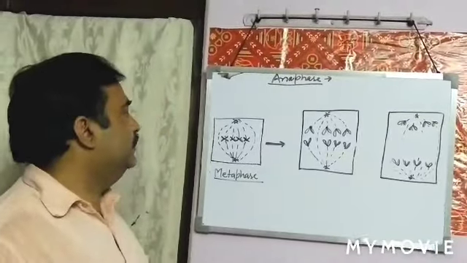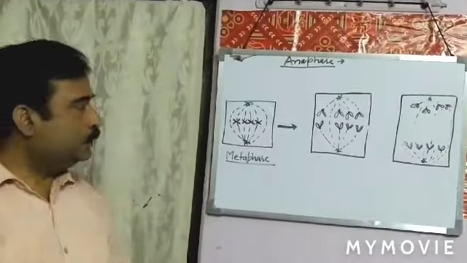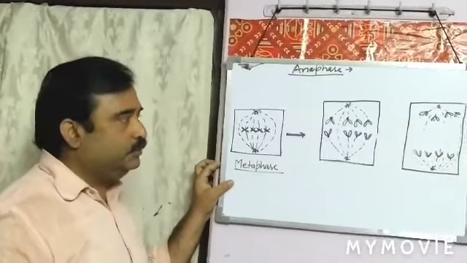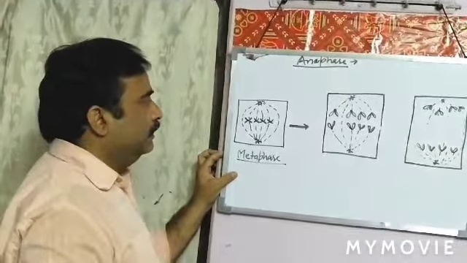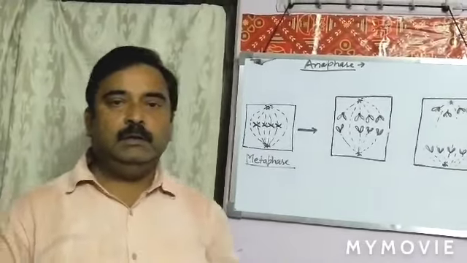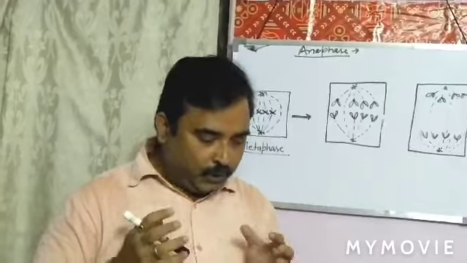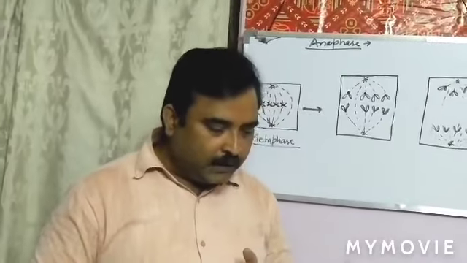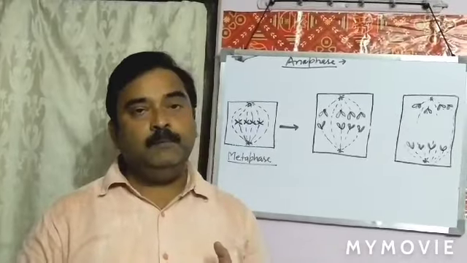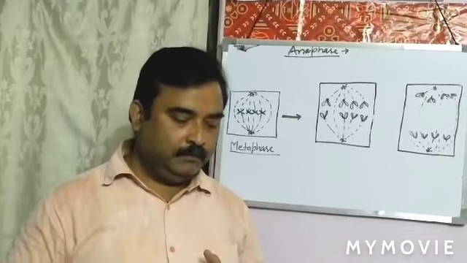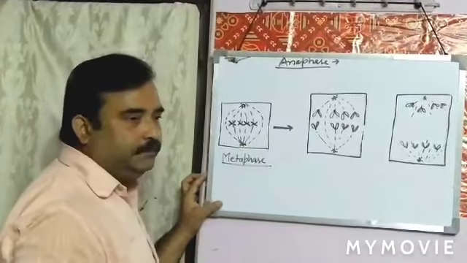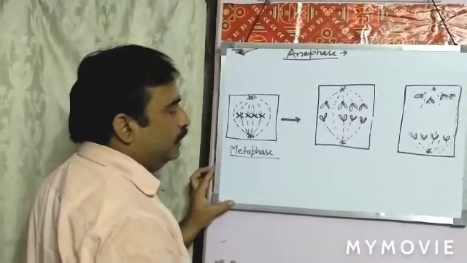Next phase, that is anaphase. I already told you that during the metaphase all the chromosomes are arranged at the equatorial plate. Now what happened? The chromosomes present on the equatorial plate, due to the contraction of the spindle fiber, split from the centromere.